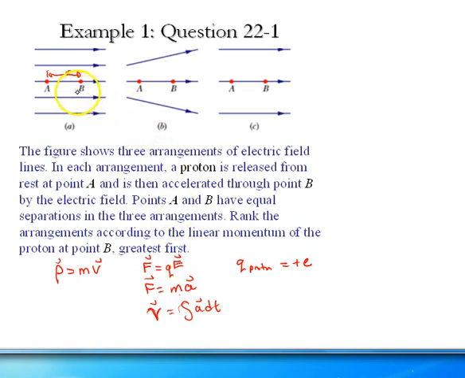The electric field in A and C does not change as the proton is moving from A to B. So A and C will have uniform acceleration because we have a uniform electric field. In B, we will not have uniform acceleration. Since the electric field decreases, our acceleration will also decrease. So I've started to set up this problem for you. It's a question, so you need to answer it and bring that answer to class.